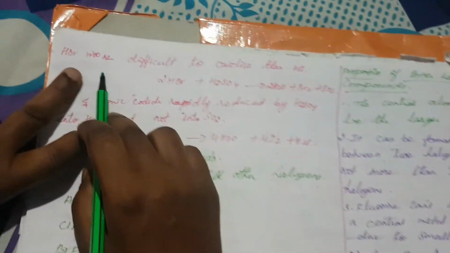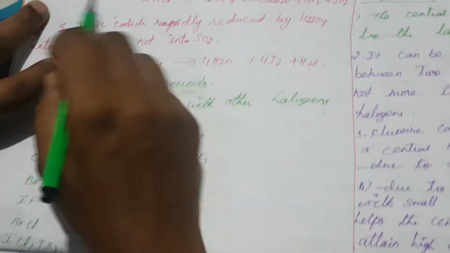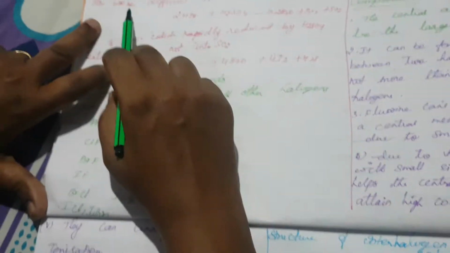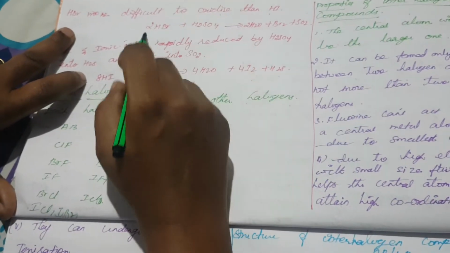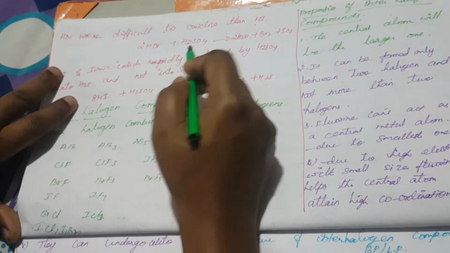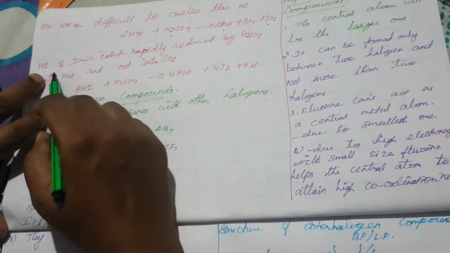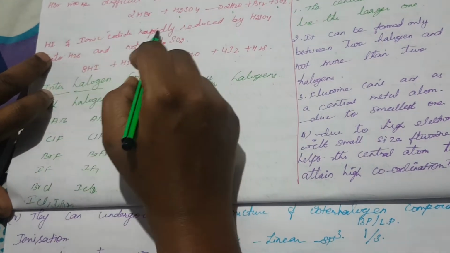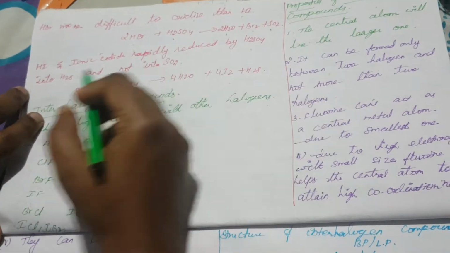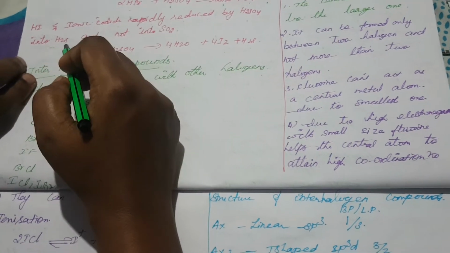Next one: HBr is more difficult to oxidize than hydrogen iodide. When compared to hydrogen iodide, HBr is more difficult to oxidize. When HBr reacts with sulfuric acid, it forms water, Br2 and SO2. Hydrogen iodide and ionic iodide are rapidly oxidized by sulfuric acid, so ionic iodide goes into hydrogen sulfate.